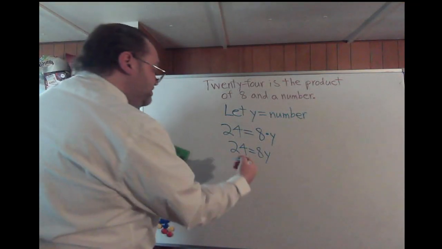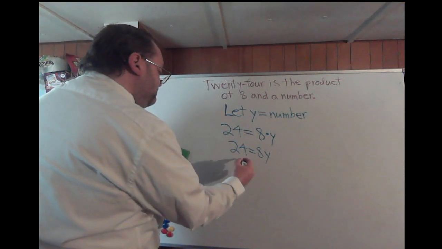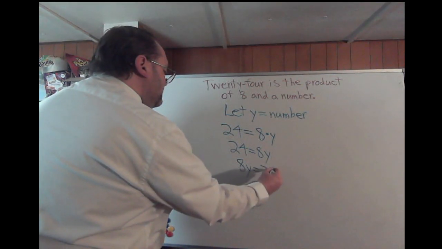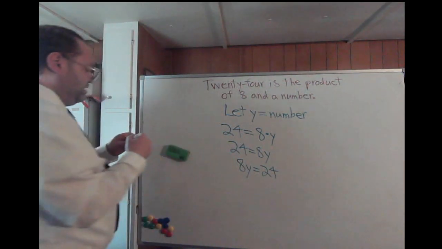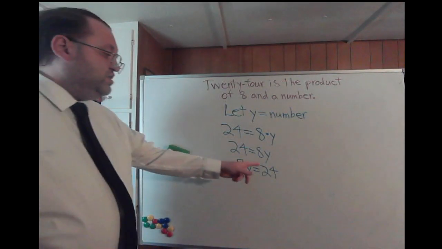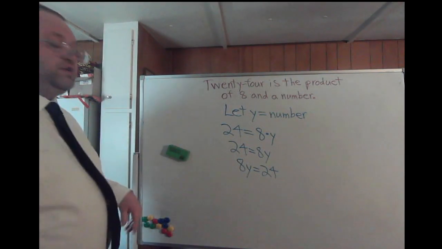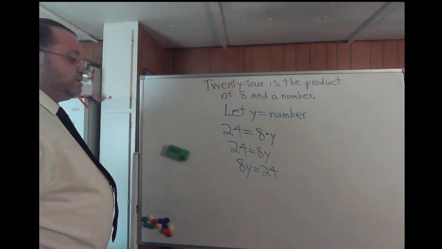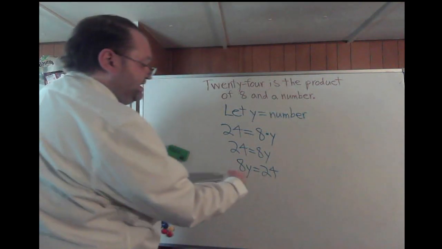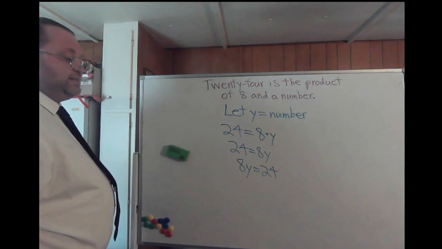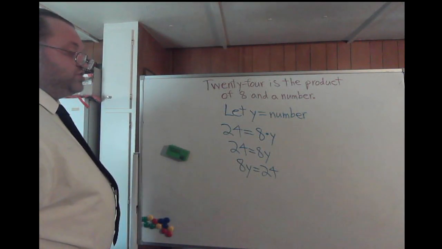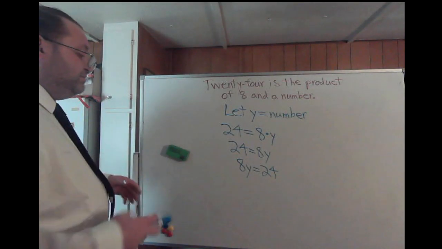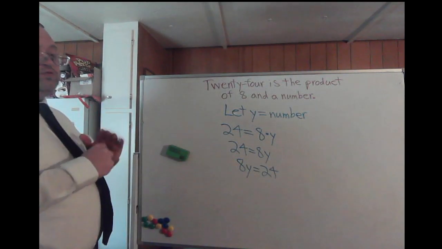And if it helps you, you could switch sides between the equal sign. You could make 8y equal to 24. If you have something on the left and right side of the equal sign, you could just switch places to make it easier. They would still make the equations equal. It really doesn't matter. I just moved it around because I like to have my variable on the left hand side. If you like to leave it on the right hand side, you're welcome to do that. But we have 8y equal to 24.